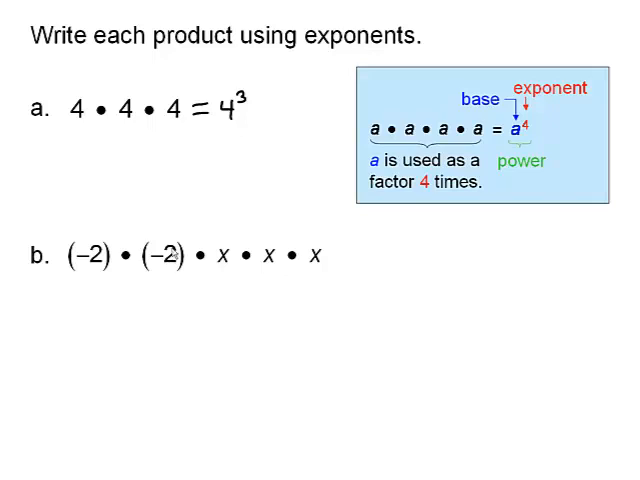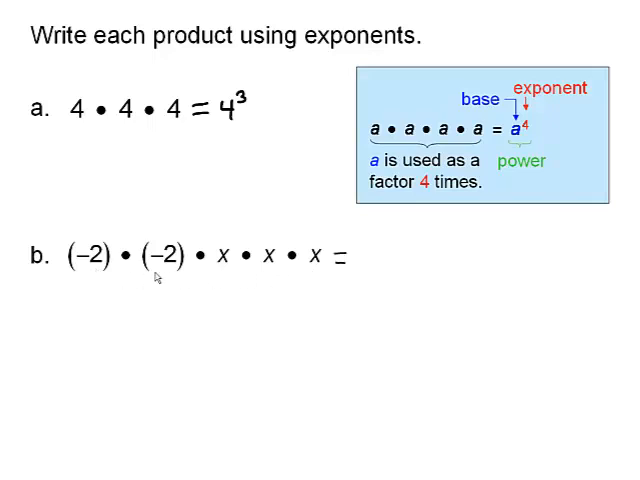Now look at part B. Negative 2 times negative 2 times x times x times x. Notice that this product involves 2 repeated factors, negative 2 and x. So to write this product using exponents, we can write this as a product of 2 powers.